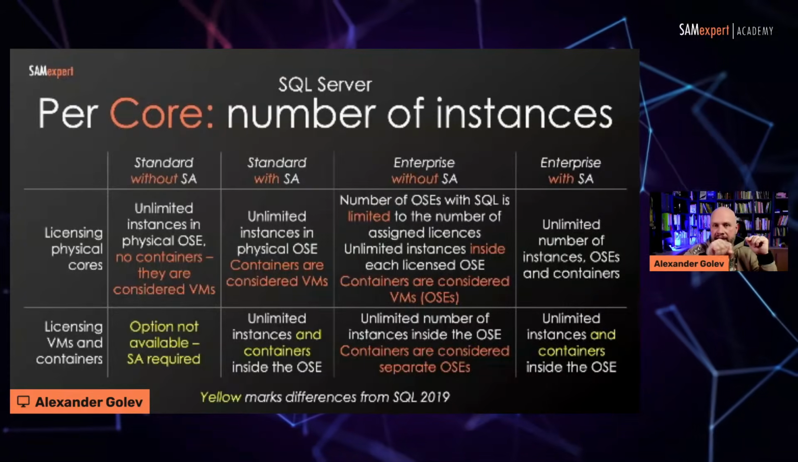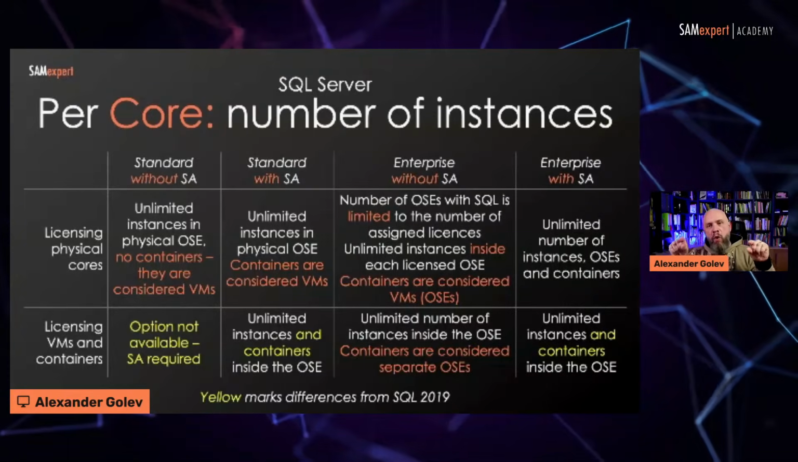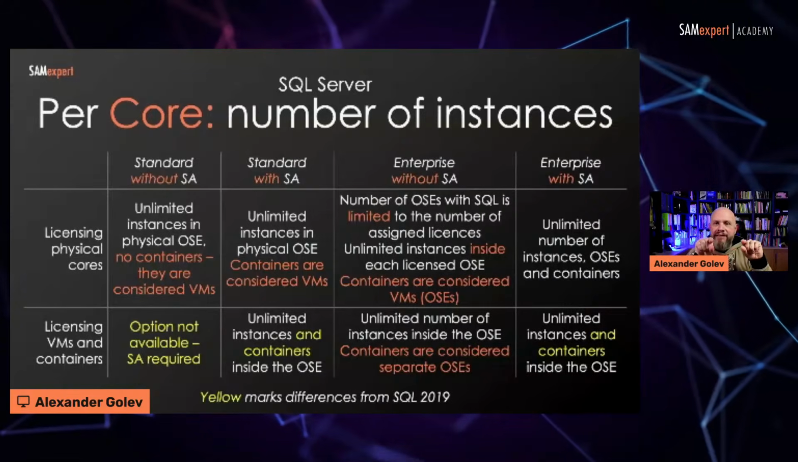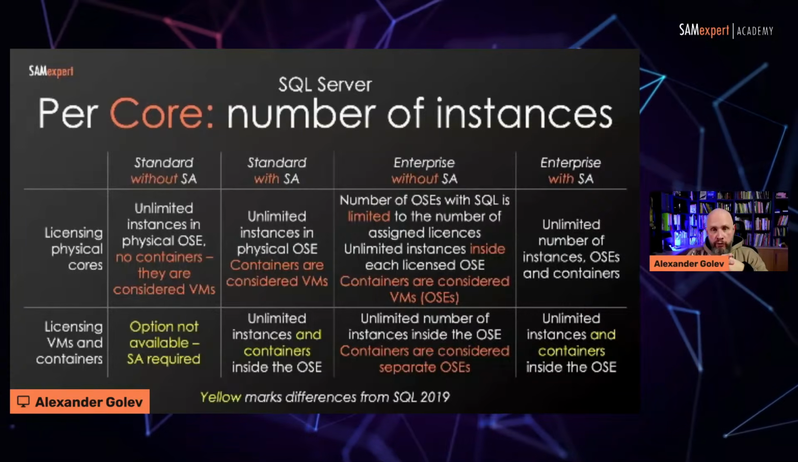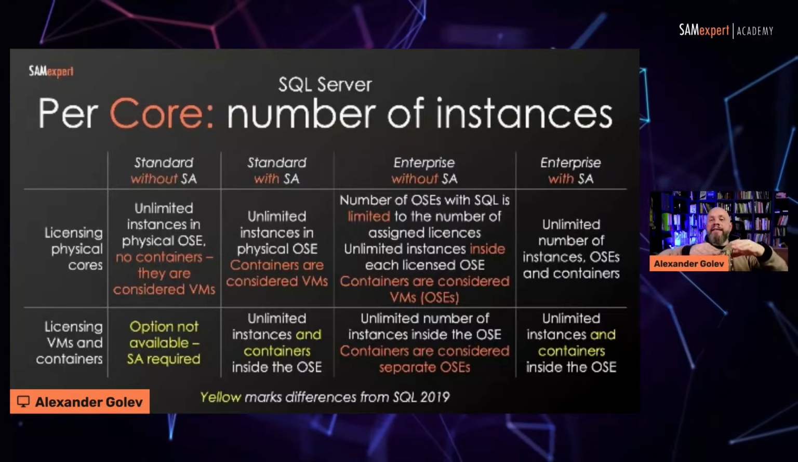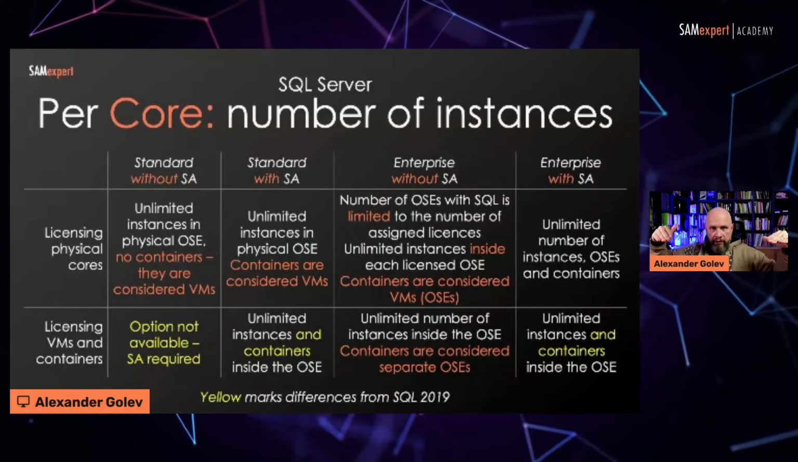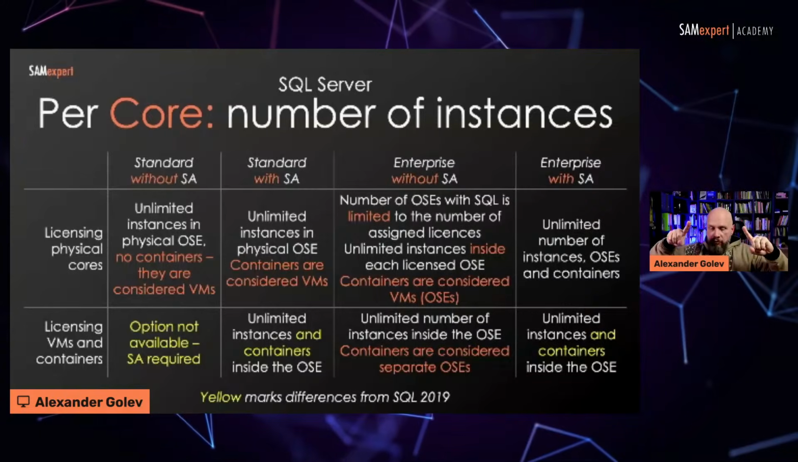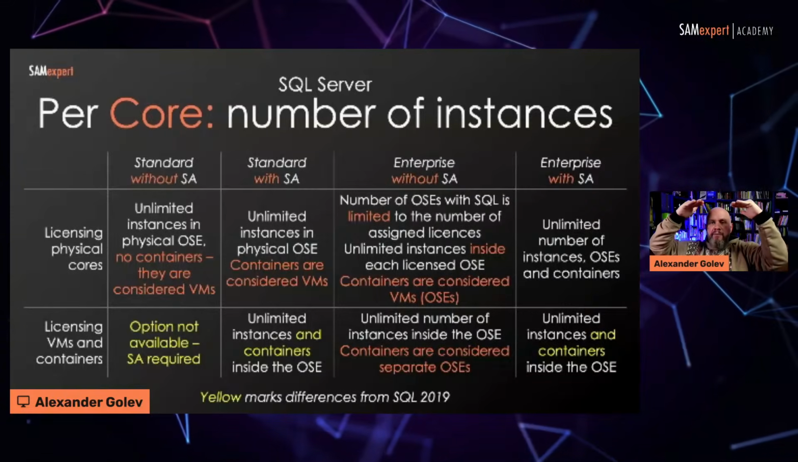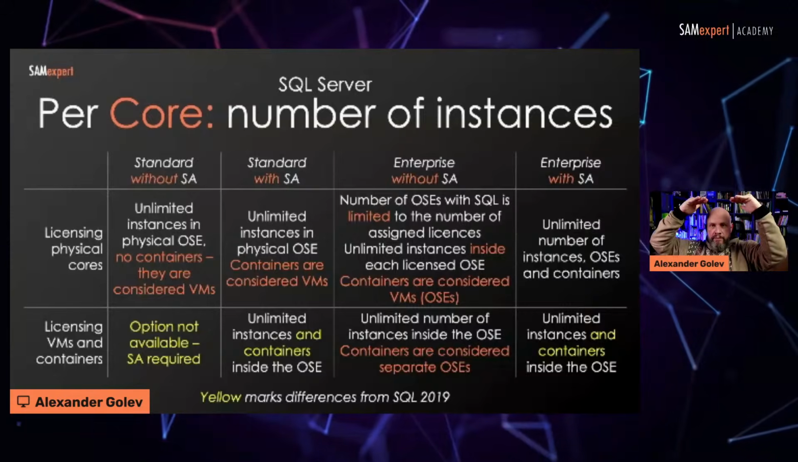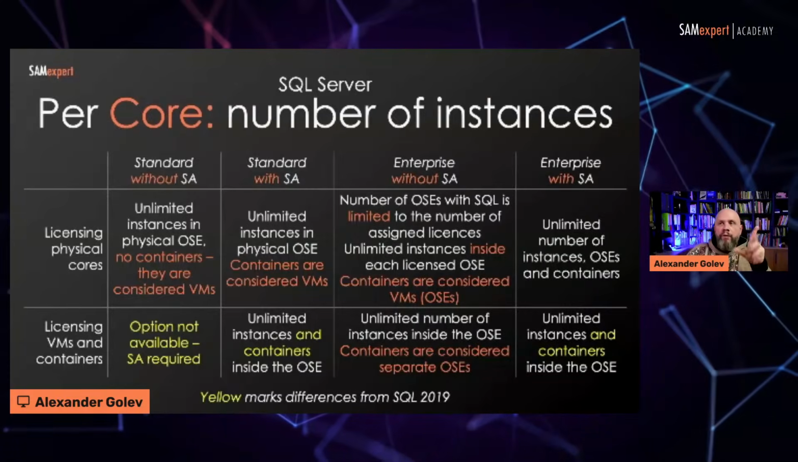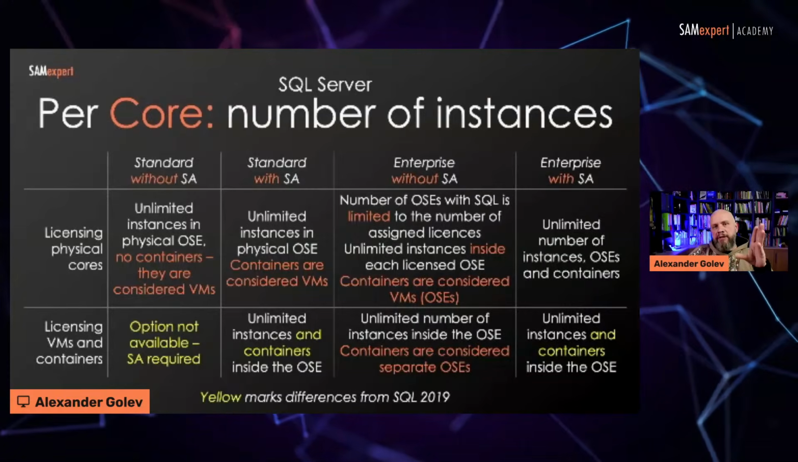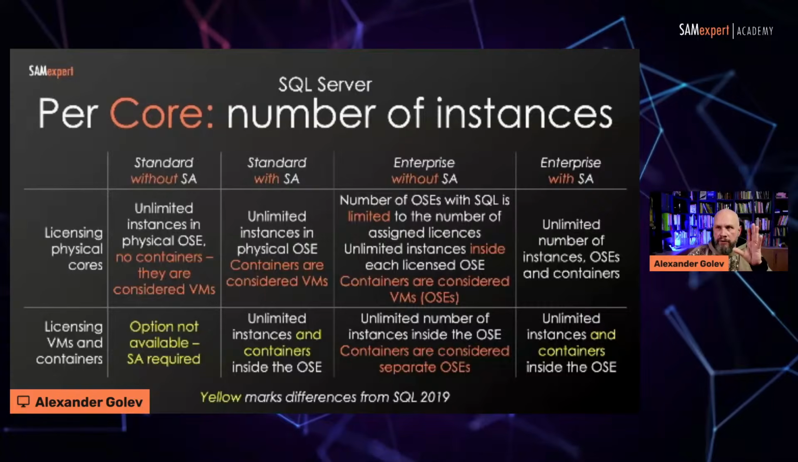If you don't have software assurance, there's one limit: the number of virtual machines and containers with SQL Server that may be run under that licensing model may not be more than the number of core licenses assigned to the host. So, for example, if you have a 24 core host and you license the entire host with SQL Server Enterprise, but you don't have software assurance, then the number of virtual machines is limited to 24. It's ridiculous, but that's the rule. Usually, though, what we see in practice is that if somebody goes for unlimited virtualization, they go properly with SQL Server Enterprise with software assurance.